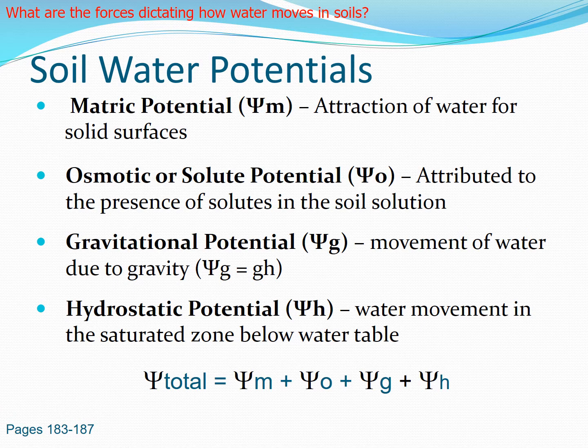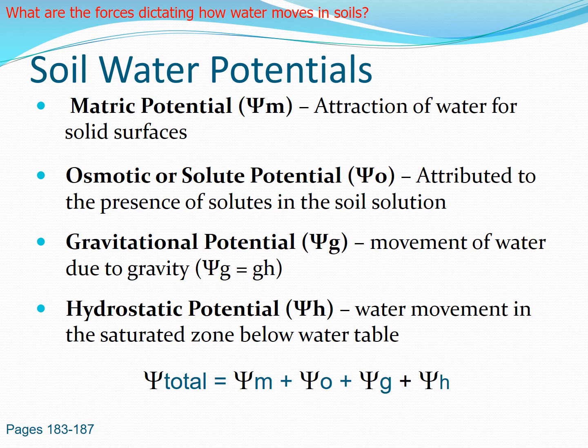So matrix potential, which by the way, sometimes I call matrix, just my brain. Anyways, matrix potential is the attraction of water for solid surfaces. So this is literally just the attraction of water to the soil particle.